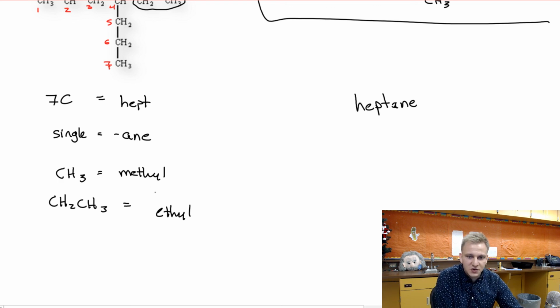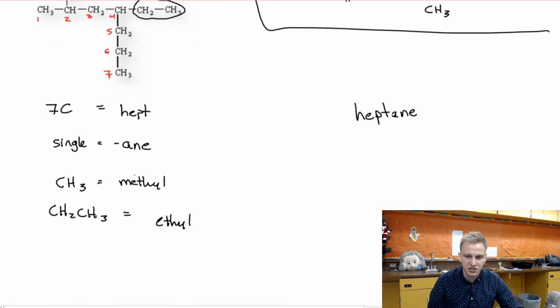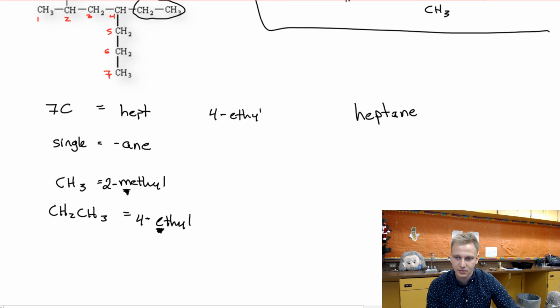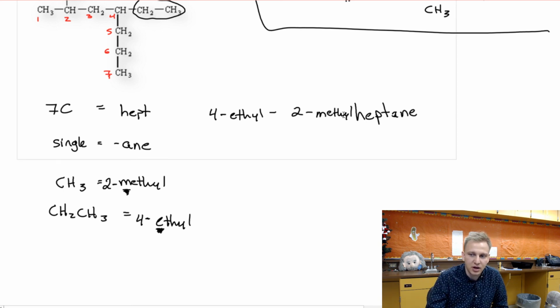So for our options, we have a methyl group that is on carbon number 2. So I'm going to add a 2 to this. It's a 2 methyl group. And then the ethyl group is on number 4. We said that we wanted these to be listed alphabetically. So if I have an ethyl group here and a methyl group here, I want to list the ethyl group first. So I'm going to have 4 ethyl, separating my numbers and letters with hyphens, a 2 methyl, heptane.